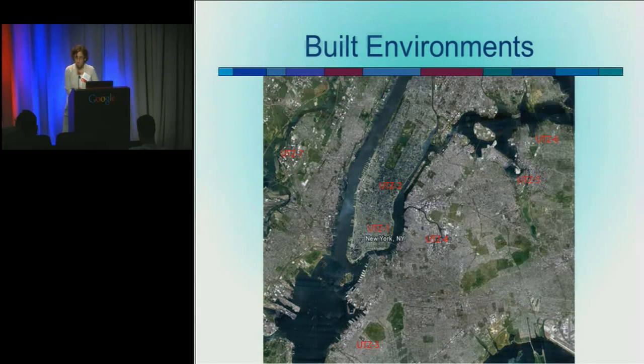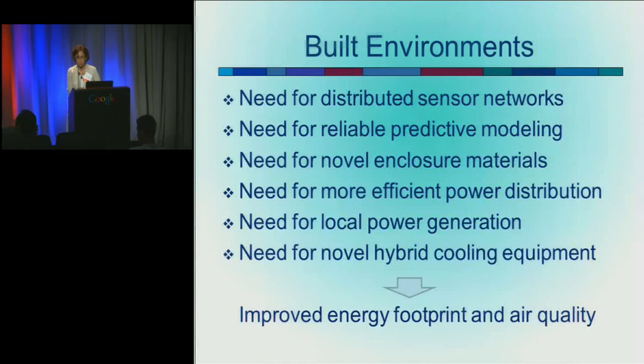This is what all of this kind of multi-scale modeling can provide to you. So in my last 8 seconds, I would say we need everything you can think of. All of the engineers in this building right now can actually start working on this problem. And 100 years from now, we will probably have some interesting solutions. So we need sensor networks, predictive models, enclosure materials, efficient power distribution, power generation, and hybrid cooling equipment to improve our energy footprint and air quality in buildings. People can think of other things.